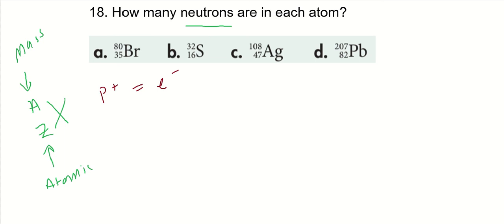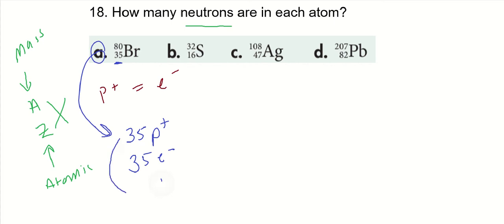All right, let's do A right here. 35 is the atomic number, so we have 35 protons. Bromine always has 35 protons. That's what makes it bromine. Because it's neutral, it also has 35 electrons. And now the protons plus the number of neutrons have to add up to 80, because that's the mass. And the mass is made from most of the masses in the nucleus, which is the protons and the neutrons. 35 plus 45 will give us 80. So there's bromine.